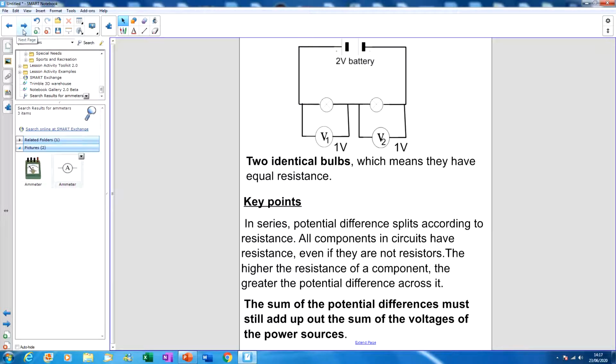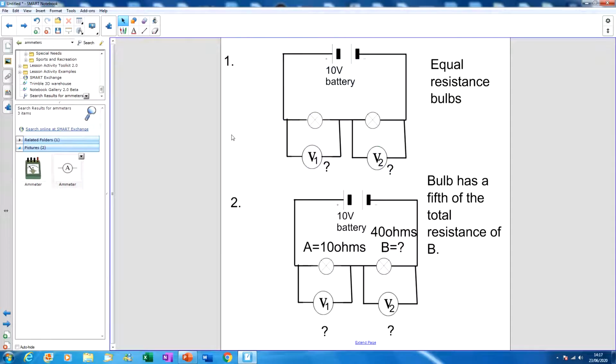So pause the video, copy down these circuits and see if you can work out the unknown values with a question mark.